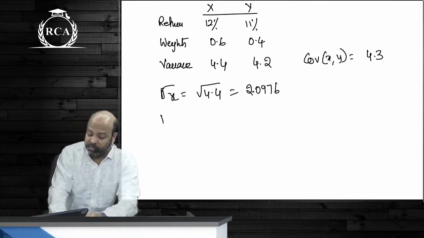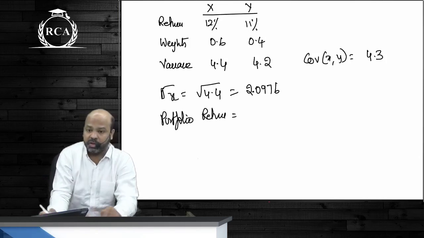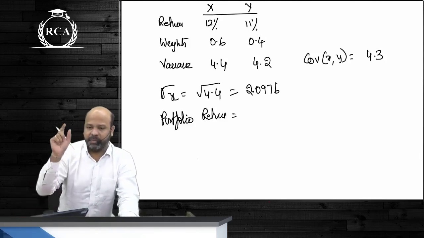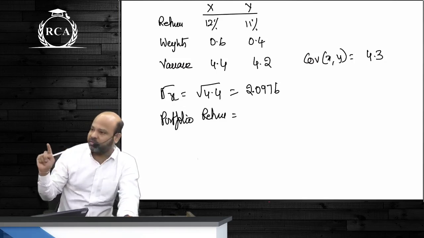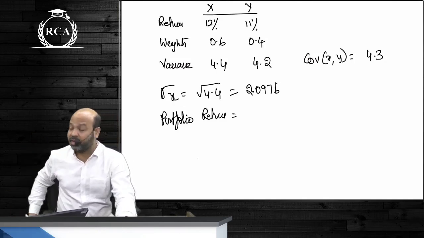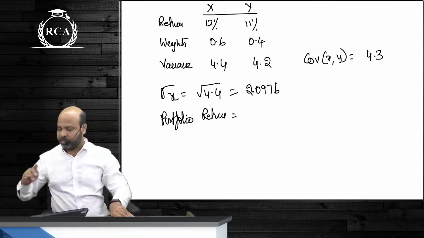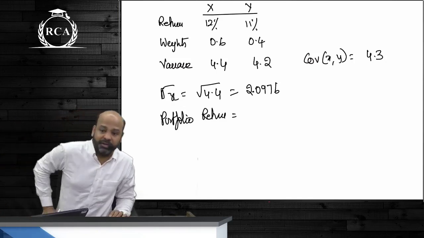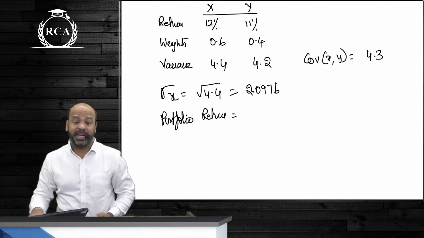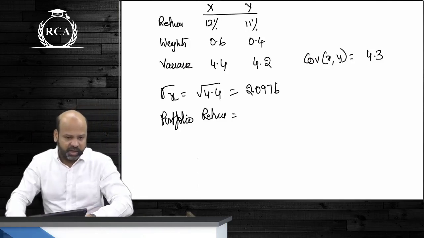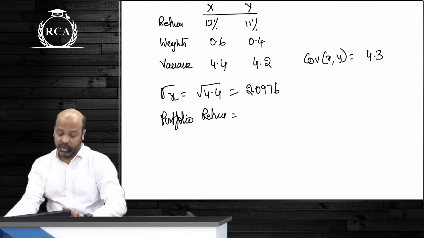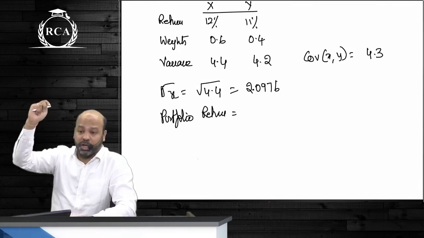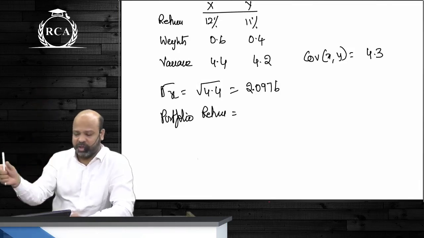Root over 4.4 is how much? 2.0976. Next, portfolio return, guys. For portfolio return, should you take the benefit of diversification? Everything is a simple weighted average except risk. Risk is the only one wherein we have to incorporate the benefit of diversification. Everywhere else in the portfolio chapter, whenever we have to compute anything in relation to a portfolio, we simply take weighted averages. Remember? Portfolio beta, portfolio return, simply weighted average. Even portfolio duration in bond valuation is the weighted average duration of multiple bonds.